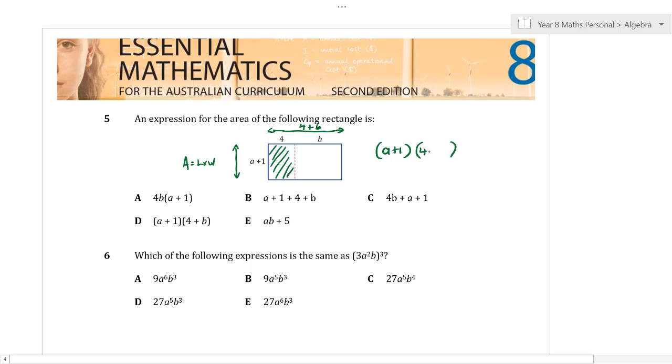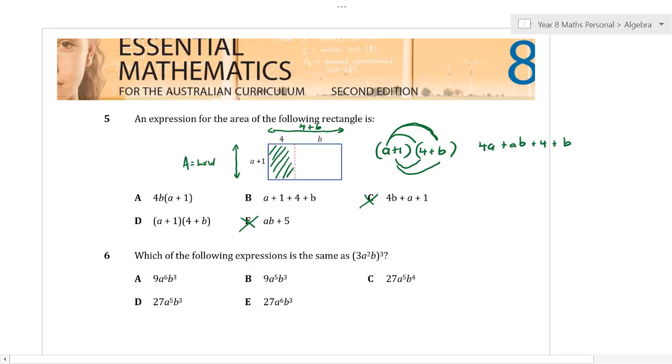Now, I can actually do something like that. When you expand brackets, we've got to use the distributive law, and there's going to be this term times this term, this term times this term, and so on. If I expand those out, a times 4 is 4a, and a times b is ab, 1 times 4 is 4, and 1 times b is b. Now, if I add those together, which one of these is going to be the answer? It's certainly not this one for b. We don't have ab plus 5. That doesn't make sense.